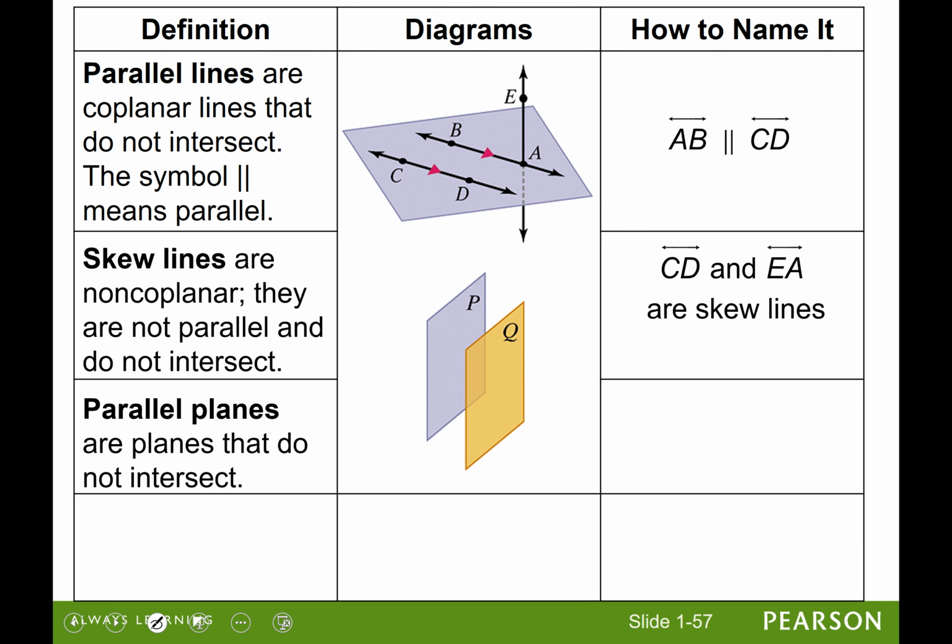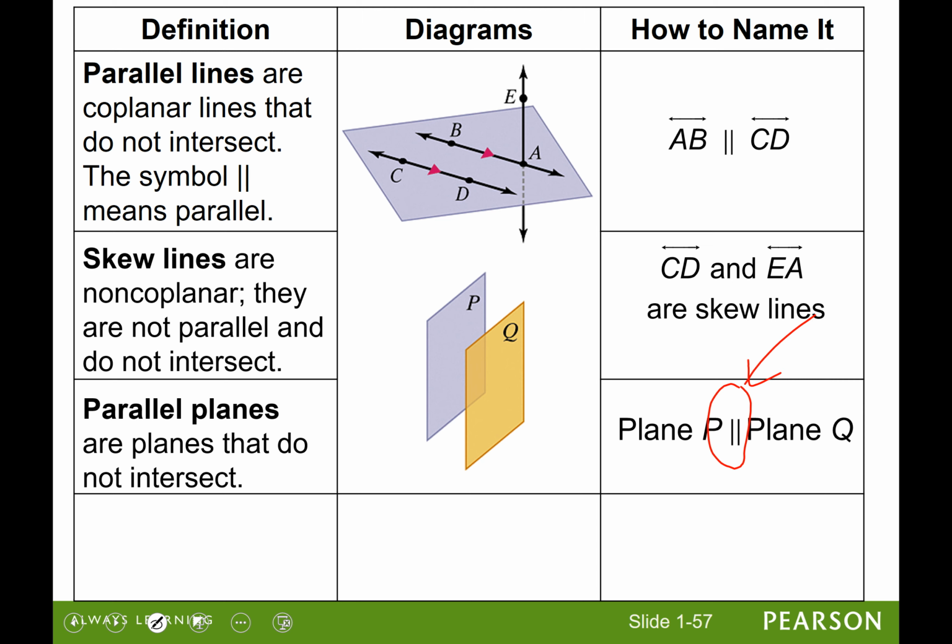Parallel planes are planes that do not intersect. So think of two walls in your house that if you extended them forever, they would never touch. Okay, that's what parallel planes are, and you can use that same parallel symbol if you want to for shorthand to express that two planes are parallel.